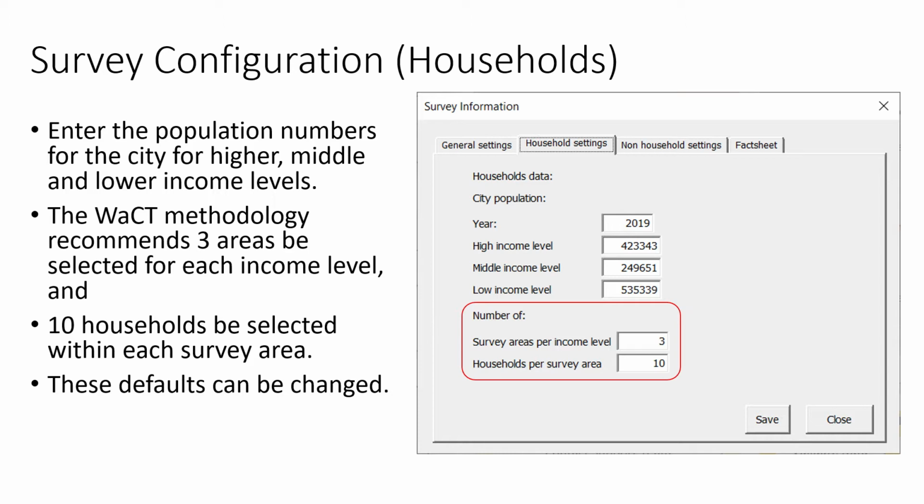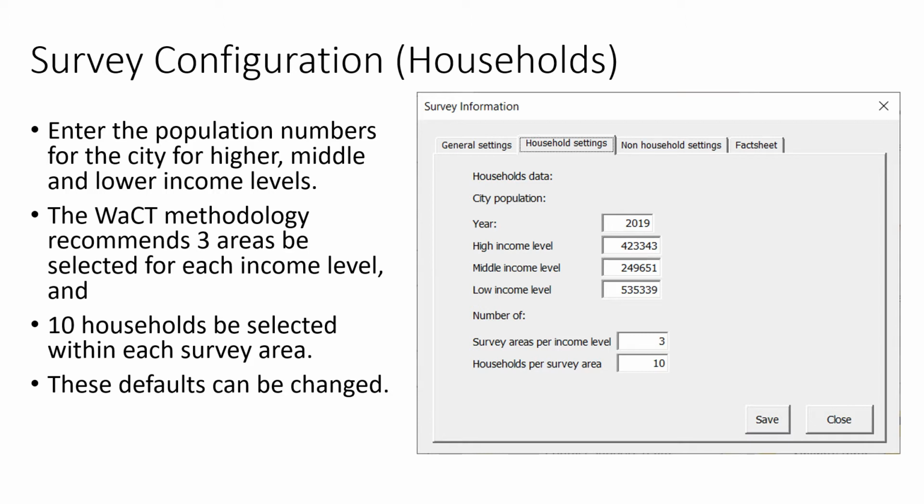These can be adjusted if inappropriate for your city. For example, with a mega city, we would recommend 5 survey areas per income level. With a small city, it might not be possible to identify 3 areas per income level, in which case use a lower number. When undertaking the final data validation, the DCA checks that these minima have been met.